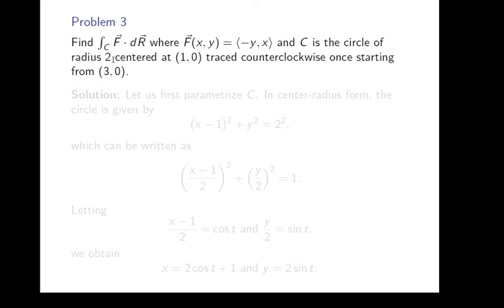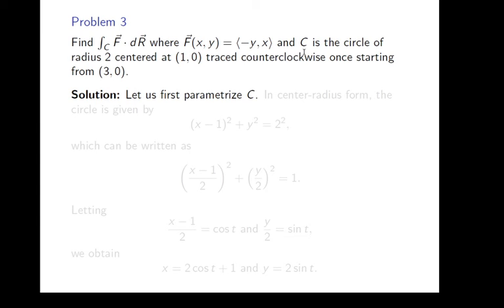So for the third problem, we want the line integral of the vector f over c, where the function f is the vector valued function whose first coordinate is -y and the second coordinate is x. And the curve c is the circle of radius 2 centered at the point (1, 0), traced counterclockwise once, starting from the point (3, 0). So let us start solving this problem by first parametrizing the curve C.